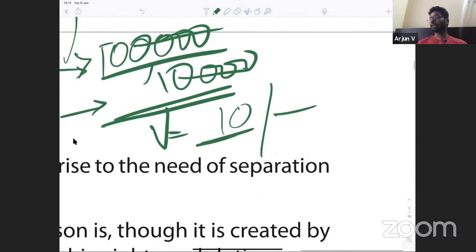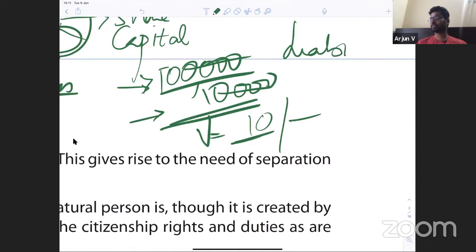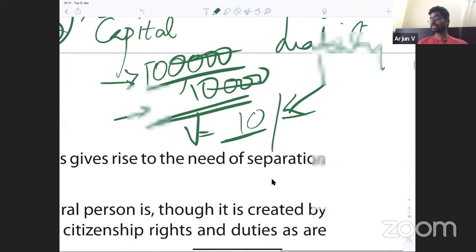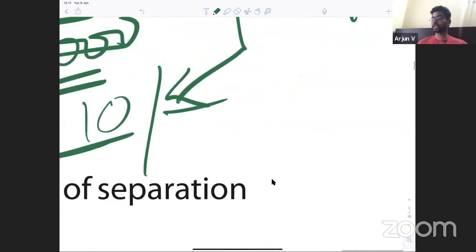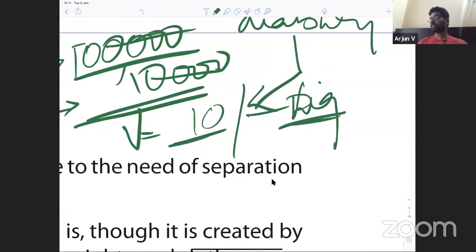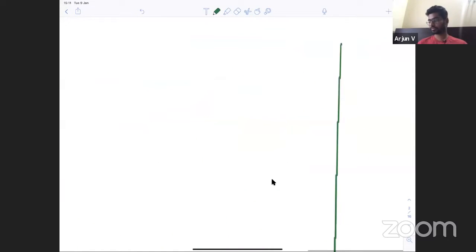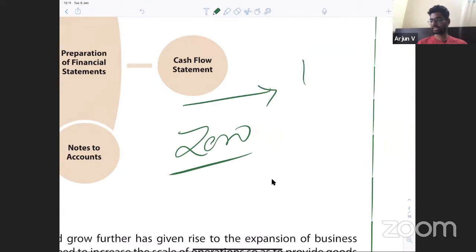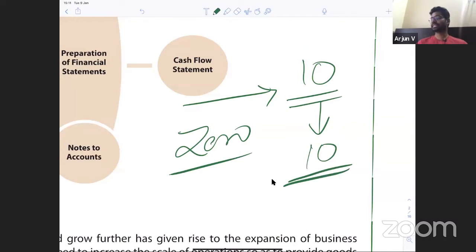10 rupees. Now, what is the liability of the shareholder? Let's say a shareholder has already paid 10 rupees to the firm. How much did the shareholder pay? 10 rupees already to the firm. In case of the closure, that is the liquidation of a company, the shareholder's liability is 0. What is the shareholder's liability? 0. Why? Because the value of the share is 10 rupees and he has already paid 10 rupees to the firm.